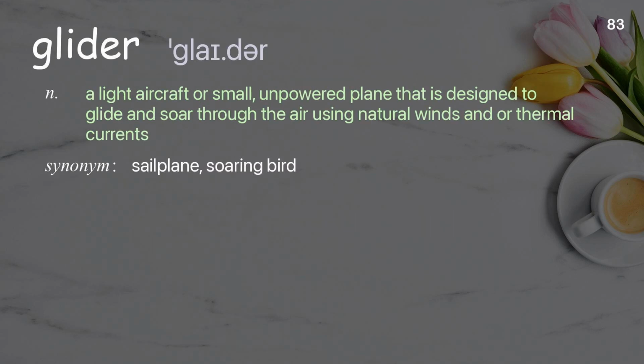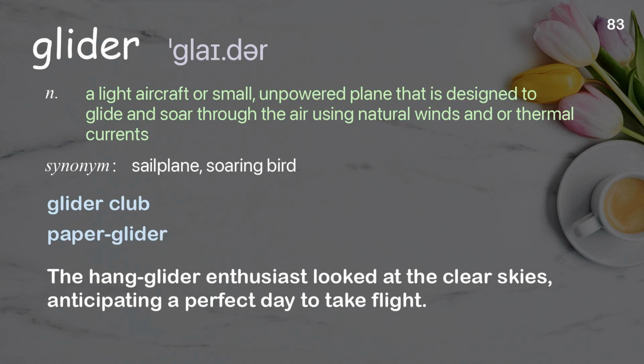Glider. A light aircraft or small, unpowered plane that is designed to glide and soar through the air using natural winds and/or thermal currents. Examples: Glider club. Paper glider. The hang glider enthusiast looked at the clear skies, anticipating a perfect day to take flight.